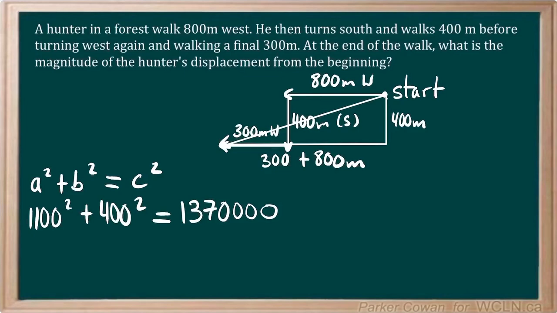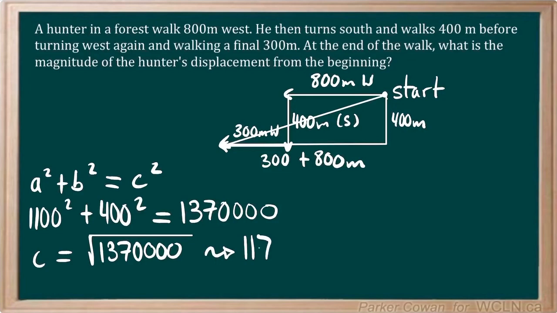Okay, and now we need to find the square root of this to find what our hypotenuse is, right? Because this is going to be equal to c squared. So c is going to be equal to the square root of 1,370,000. All right, so now we take the root of this, and we will get that our hypotenuse is equal to 1170.47 meters.